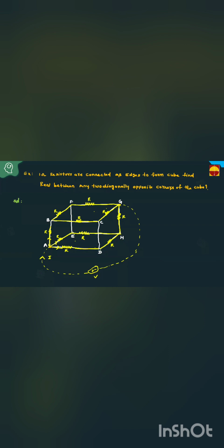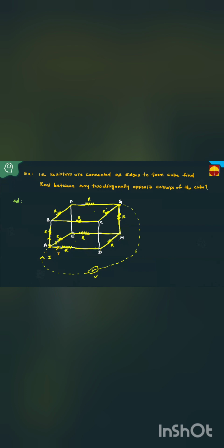Because this resistance is connected to this one, this is connected to this one, this resistance is connected to this one. Students can think like this: this current division depends only on R. That's why I by 3, I by 3. Not so. The same resistance is offered from A to G.